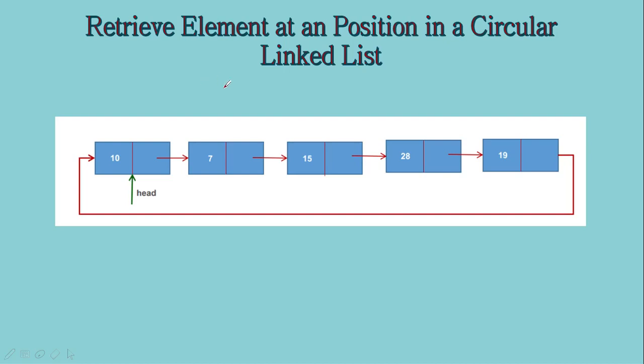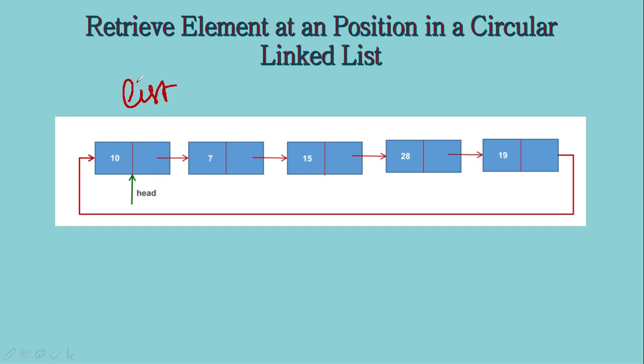Hi everybody, in this video we are going to discuss how to retrieve an element from a circular linked list given a position, and we will implement it in C++. So if we have a circular linked list like this, and if 3 is the position, then the function should return 15, and if 6 is the position, then it should return -1 and communicate failure. Why? Because there are only 5 nodes in the list.